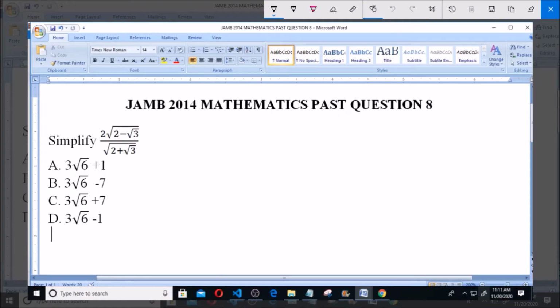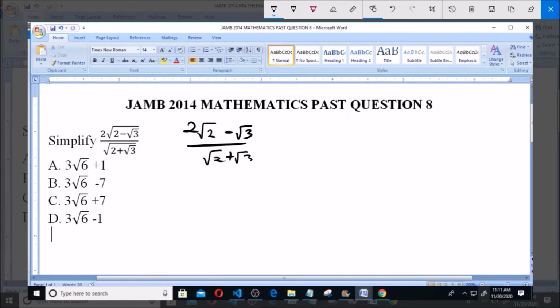I will be answering JAMB 2014 Mathematics Past Question 8. Simplify (2√2 − √3) over (√2 + √3). So we have to simplify 2√2 − √3 all over √2 + √3.